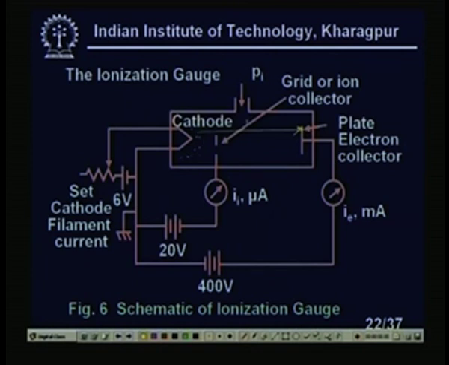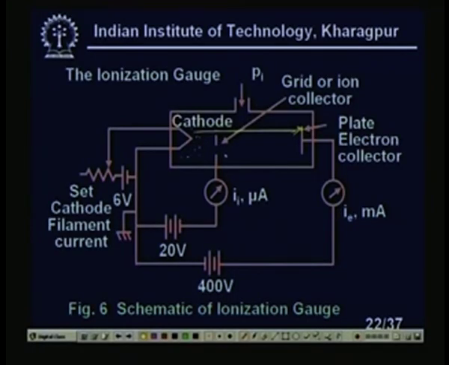Now, if I put some gas inside, what will happen? While this electron, by this high voltage, this 400 volt, will accelerate from this position to this position, it will knock out some of the electrons of the outermost shell of the gas molecule. So, that gas will be ionized.